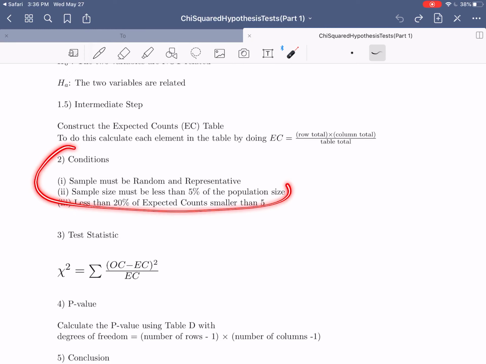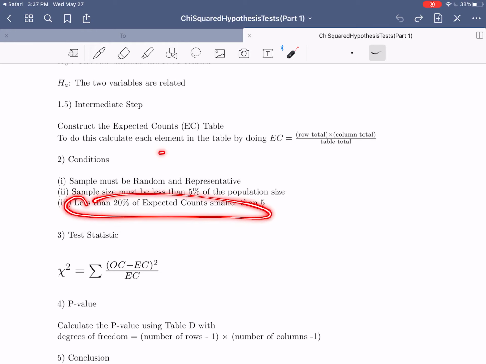All right, let's look at the conditions here. For the conditions, the first two are our standard ones. The sample must be random and representative, so it must be good statistical data, and the sample size must be less than 5% of the population size. The third condition relates to these expected counts. We need less than 20% of the expected counts smaller than 5. In other words, we can't have too many really small expected counts. If all of the expected counts are greater than 5, then condition 3 is all good. The only concern is if a lot of them are smaller than 5. So we require that less than 20% of the expected counts be smaller than 5.